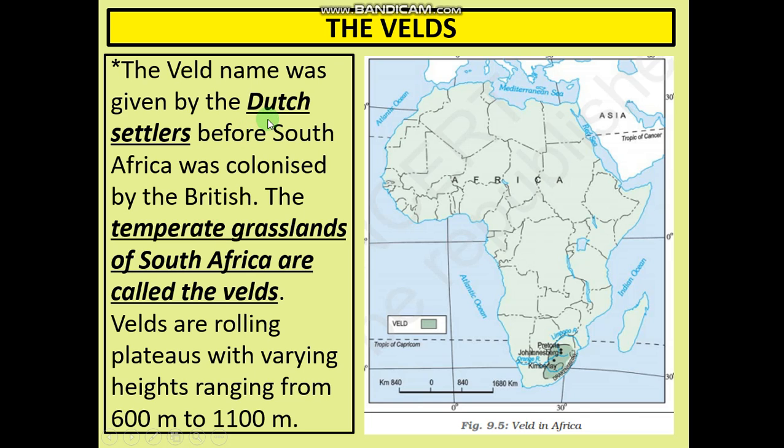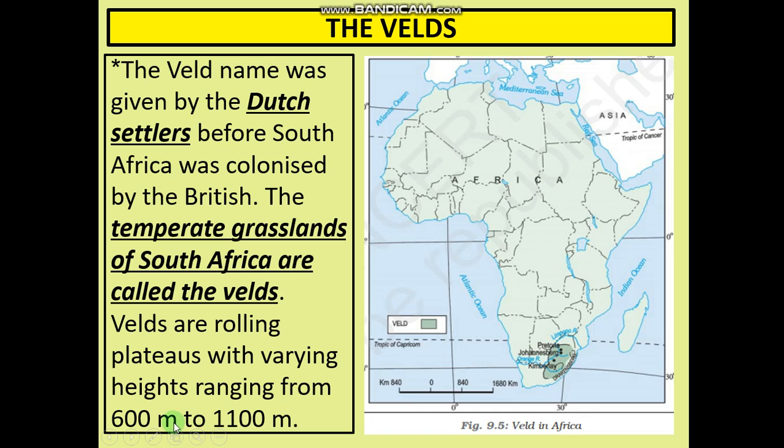The Dutch means the people who are of Holland. So when the Dutch left, then came Britishers. So the Dutch gave this name Veld to this region. The temperate grasslands of South Africa are called the velds. Velds are rolling plateaus with varying heights ranging from 600 meters to 1100 meters.